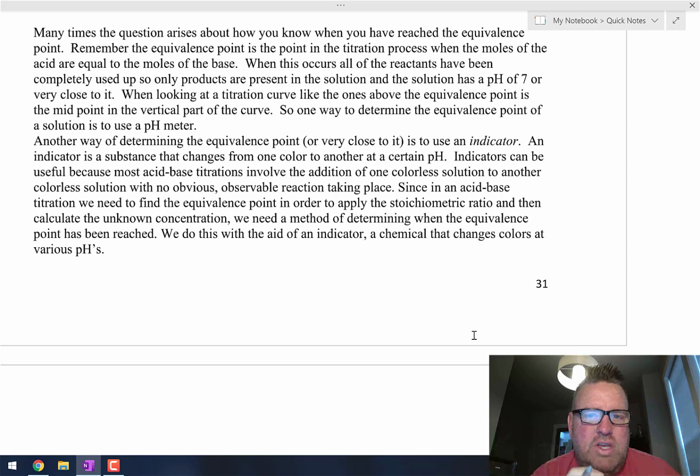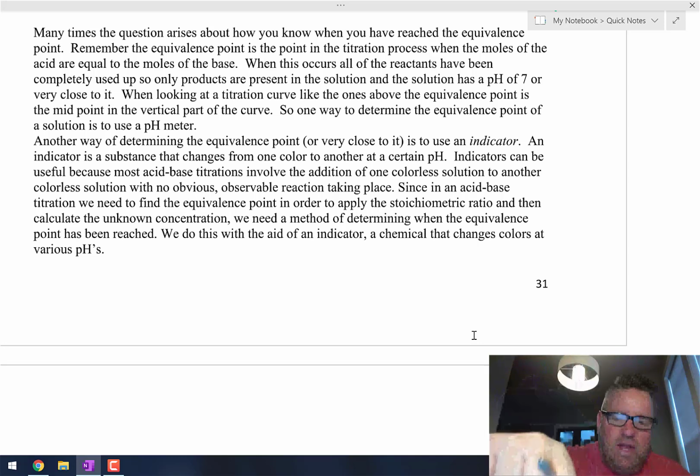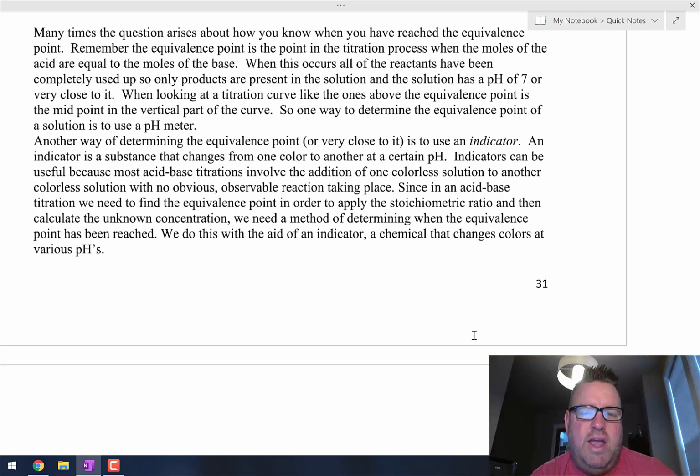Another way that you can determine the equivalence point of a titration is to use what's called a pH meter. It's something that you literally put into the solution, and it's got a little screen that tells you what the pH of the solution is. And then you basically graph it all the way through. An easier way to determine the equivalence point, or very close to it, we'll talk about the difference in a minute, is to use what's called an indicator.